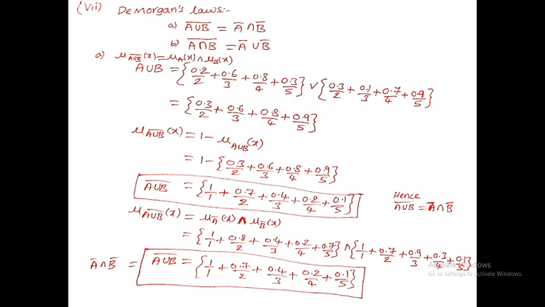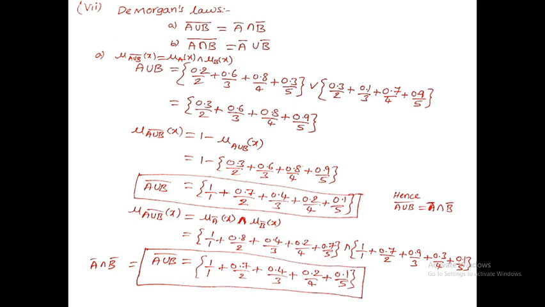So first we'll see A union B whole bar is equal to A bar intersection B bar. That is nothing but mu A union B complement of x is equal to mu A bar of x and mu B bar of x. So already you know, you find A union B. A union B, you got it by doing the union between the A set and B set. That is nothing but the highest values from A and B set you have taken, and the resultant A union B is equal to 0.3 by 2 plus 0.6 by 3 plus 0.8 by 4 plus 0.9 by 5.